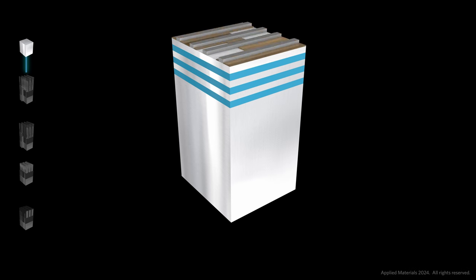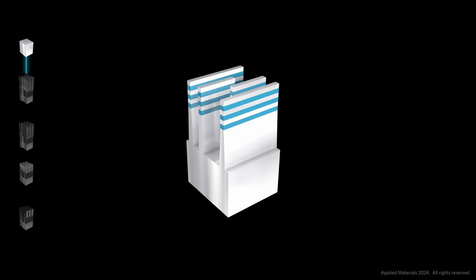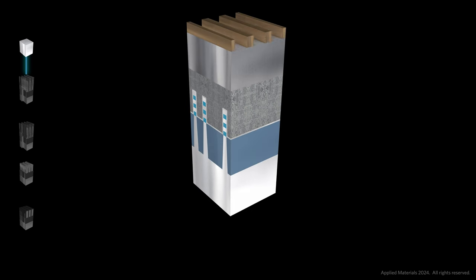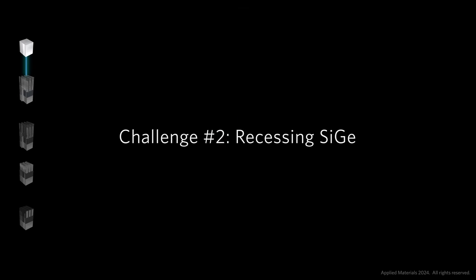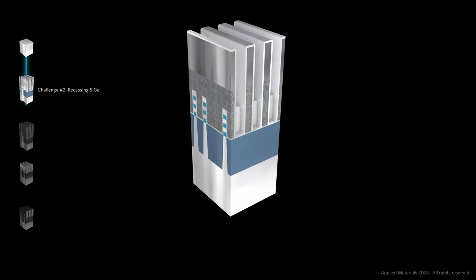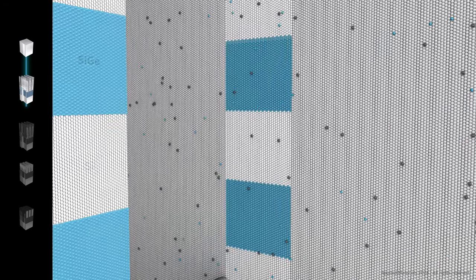Once the nanosheets are completed, shallow trenches are etched to isolate the individual nanosheets. Then, multiple patterning, etch, and deposition steps are used to create dummy gates that will later be removed and replaced with actual gates. Challenge number two, recessing silicon germanium. The second major challenge is creating perfectly formed cavities on the ends of each silicon germanium channel, where an inner spacer is deposited to isolate the transistor's gate from its source and drain.